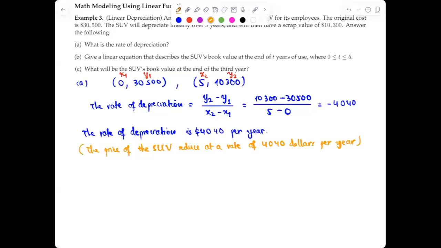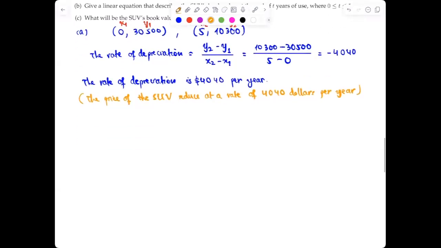Now for part B, given the linear equation that describes the SUV book value, what is the value of the SUV at certain time t? All right, so that means part B just tells you to find the equation of the line going through the 2 points. That's it. So that's how you find the equation to fit this data set.